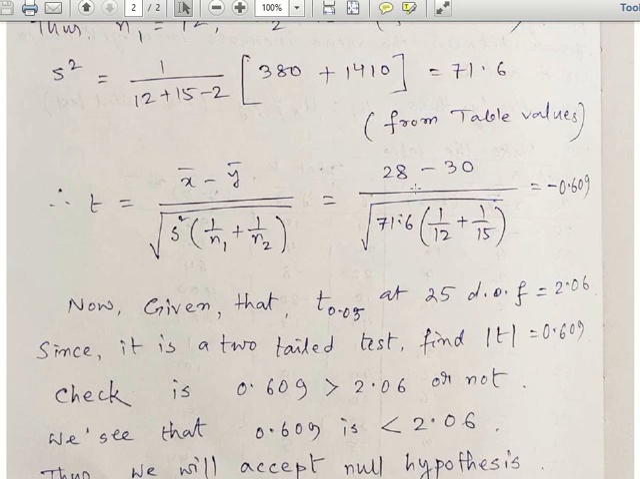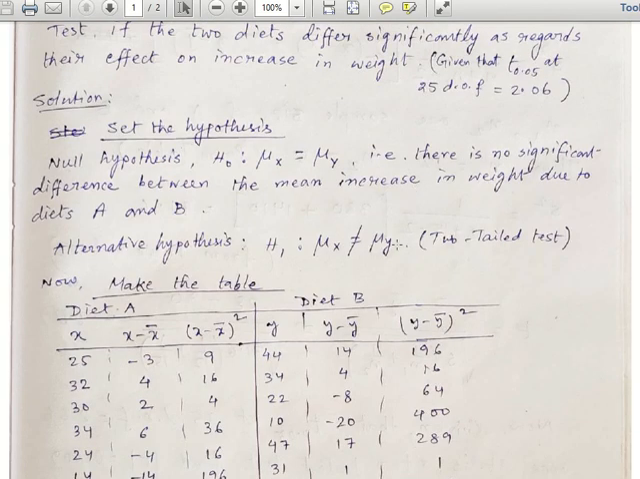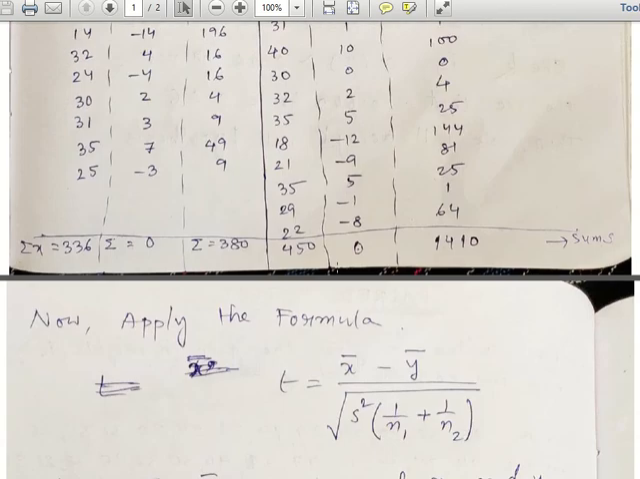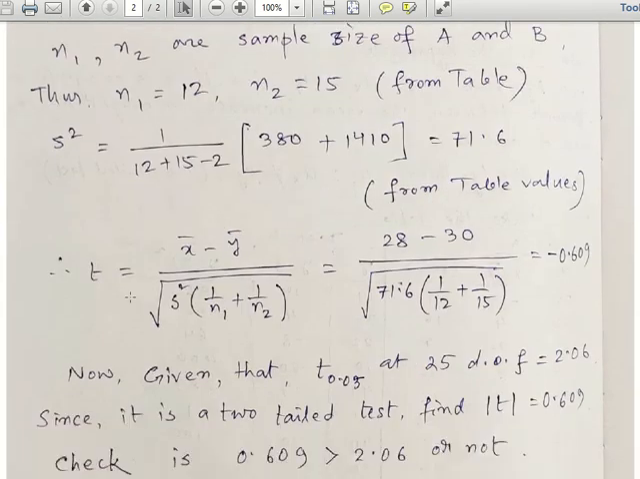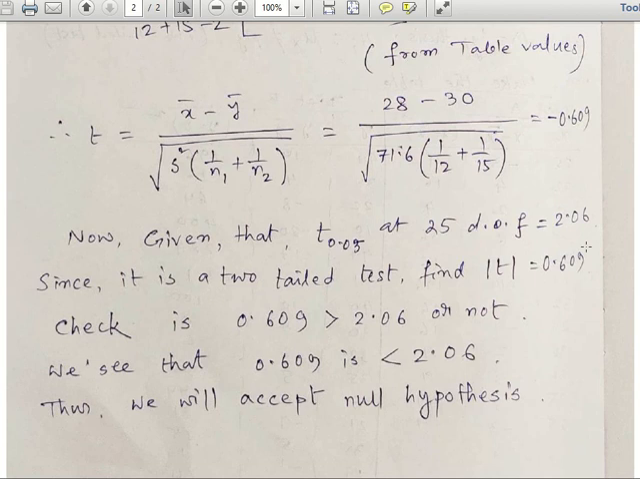Okay, so not equal to sign is there, H1 is not equal to sign. Look at this. So it is a two-tailed test. In case of two-tailed test, find mod t. Okay, and mod t is 0.609 and we just need to find out whether 0.609 is greater than this value 2.06 or less than 2.06. If it is less than 2.06, then we should accept the null hypothesis. Otherwise we should reject the null hypothesis.